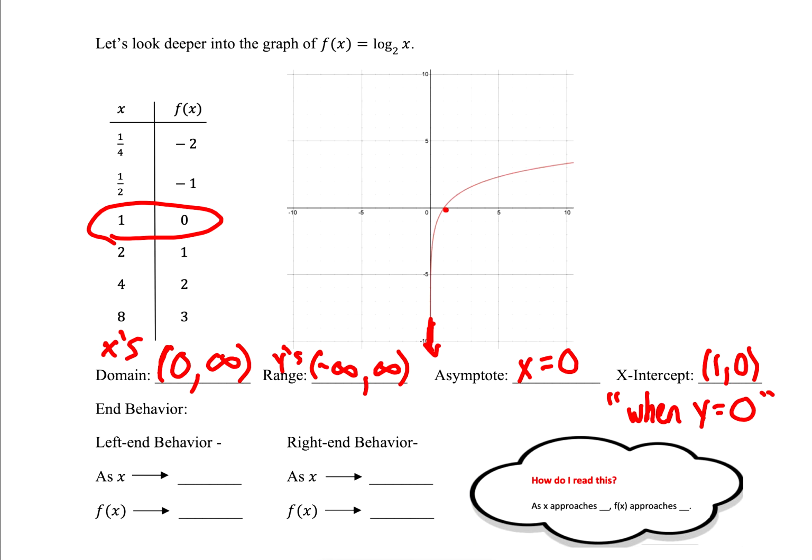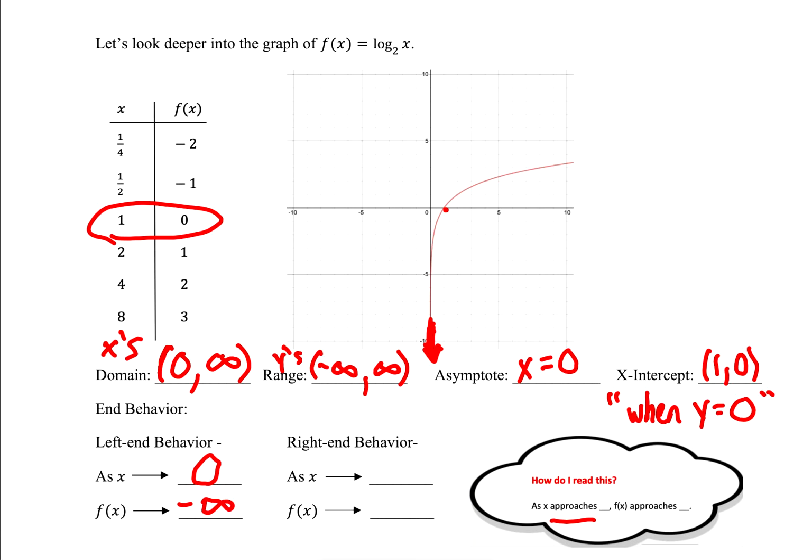So what is x approaching on the left side of this graph? It's getting closer and closer to the value of 0, but it's actually not becoming 0. So as x gets closer and closer to 0, or what we say is as x approaches 0, f of x, or y, is approaching, well, it keeps on going down, down and down, so that would approach negative infinity.